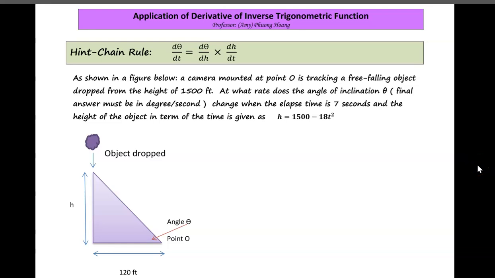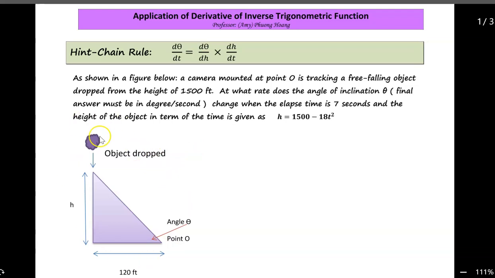Hello everyone. In this lesson, we will solve this word problem. And in order to solve this word problem, we need to apply the formulas of the derivative of inverse trigonometric functions. Alright, so let's take a look at what they ask us to find.